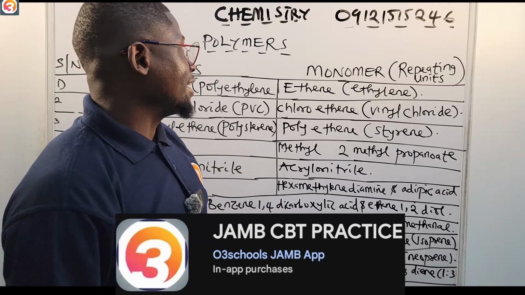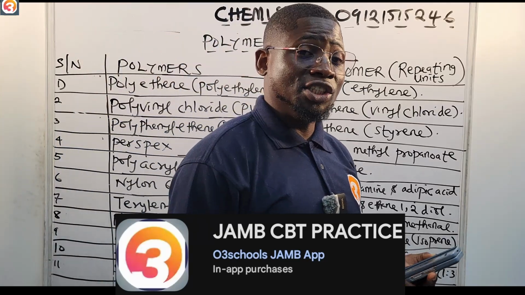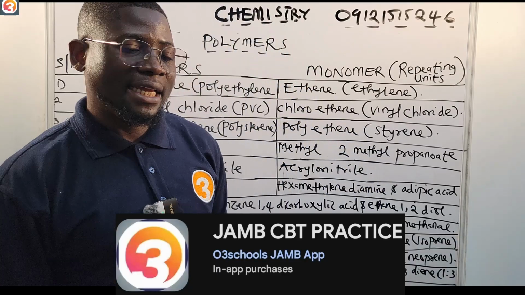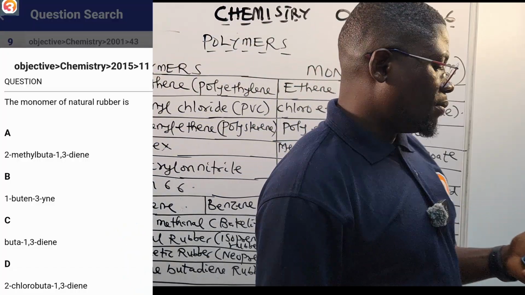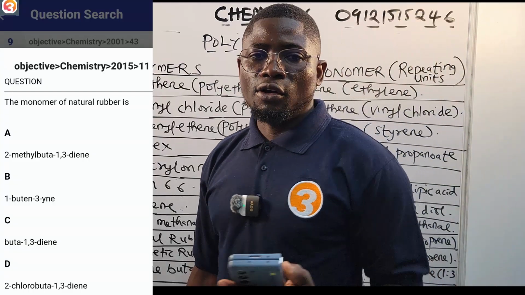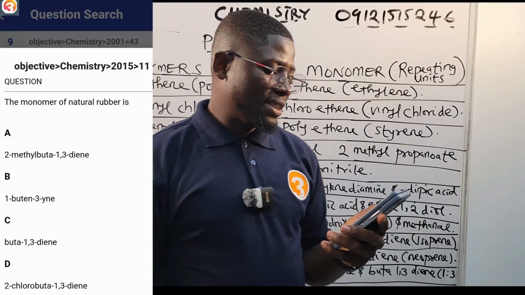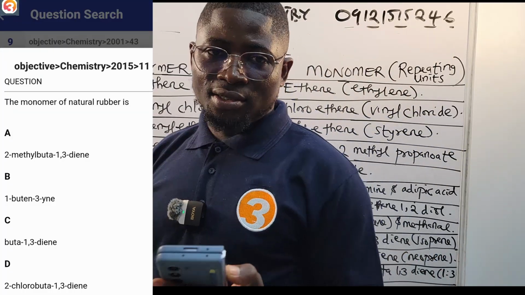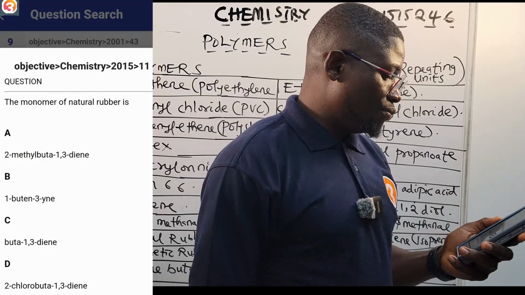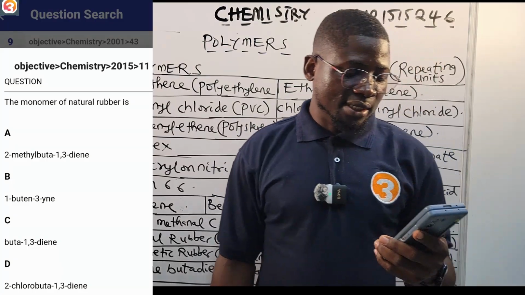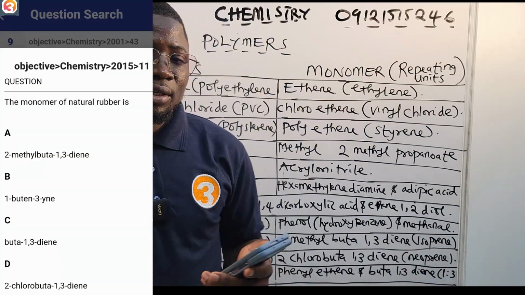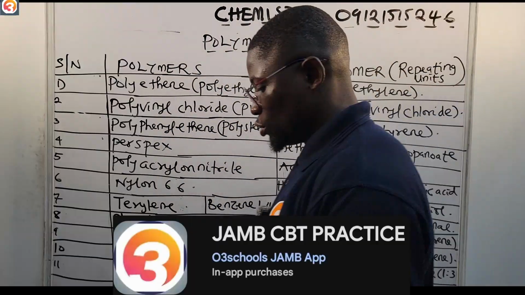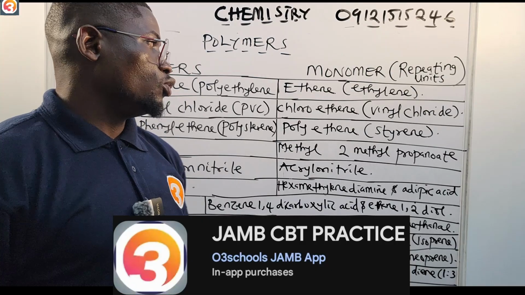Let's see a question that relates to polymers from the JAMB past questions that we have on O3 School. This is 2015 number 11. It says, the monomer of natural rubber is: A, 2-methyl-buta-1,3-diene; B, 1-butene-3-yne; C, buta-1,3-diene; D, 2-chloro-buta-1,3-diene.